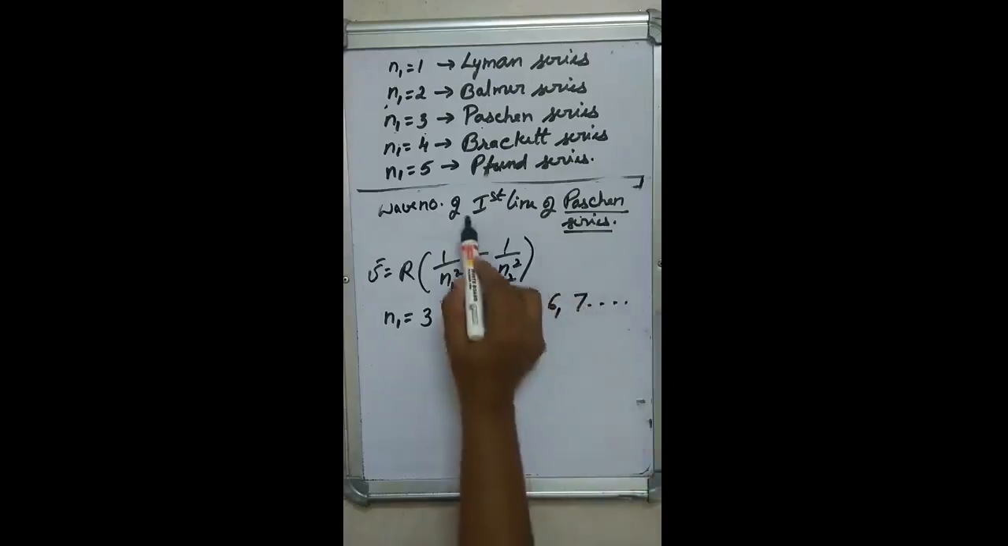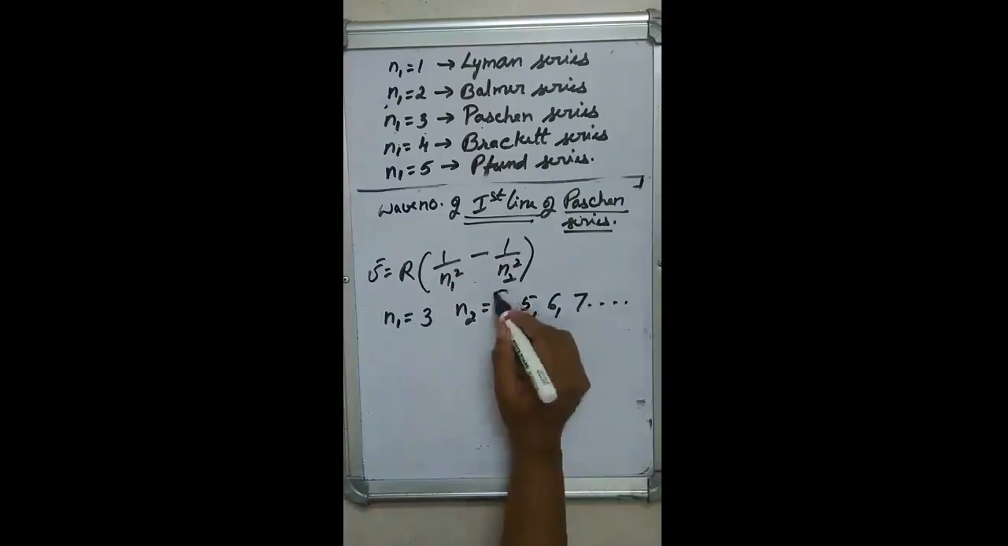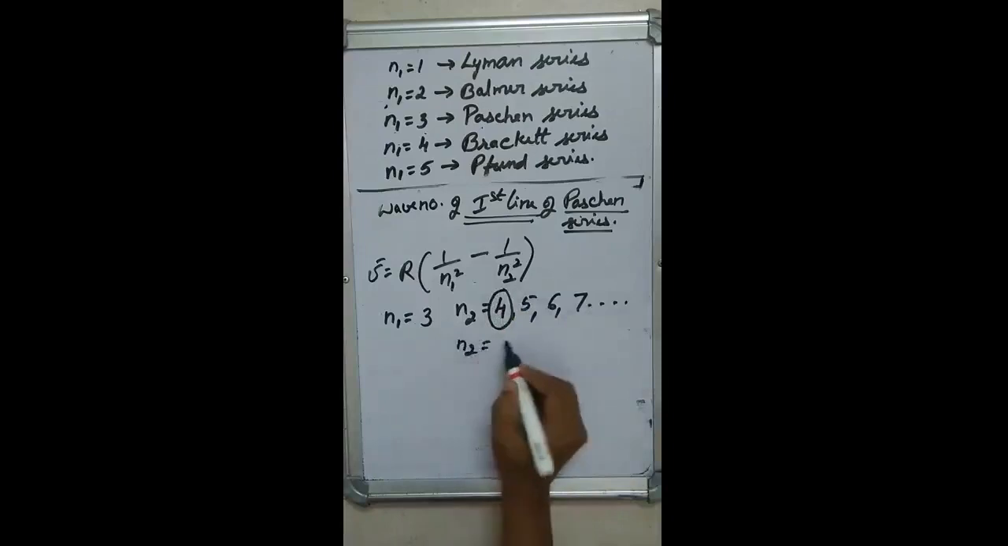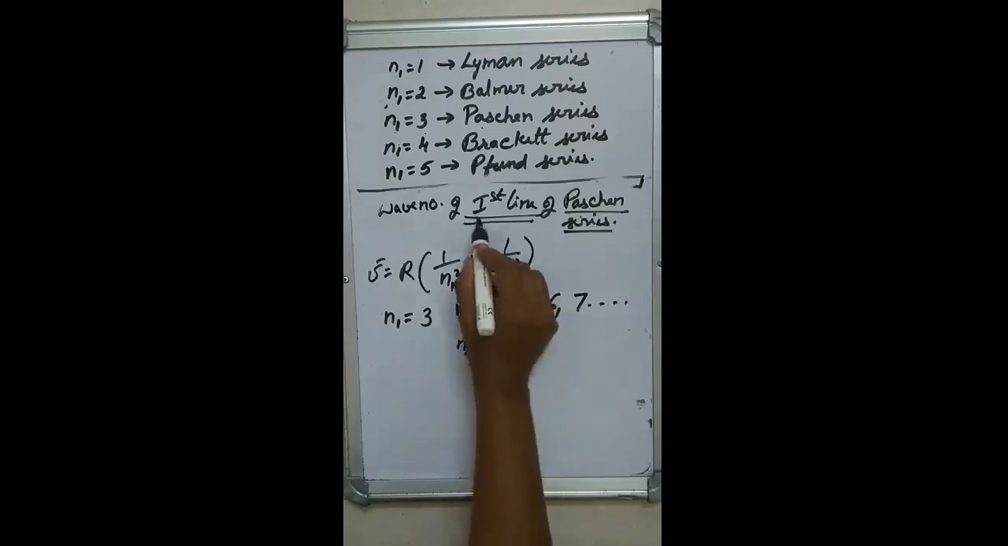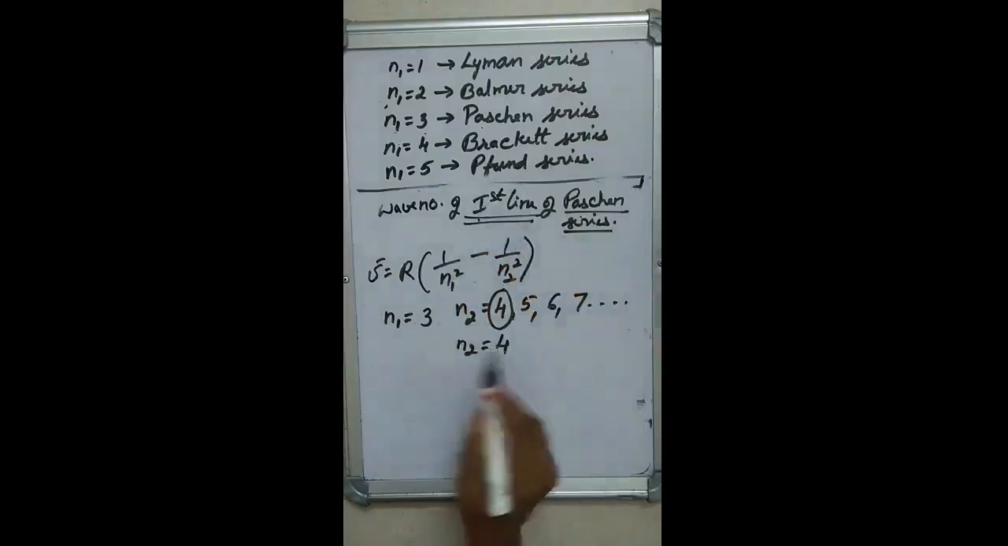But the question is asked with respect to which line? First line. First line means n2 value is 4. I hope you understood how the n2 value is selected. Based on the line, that is first line or second line, you have to select the number.